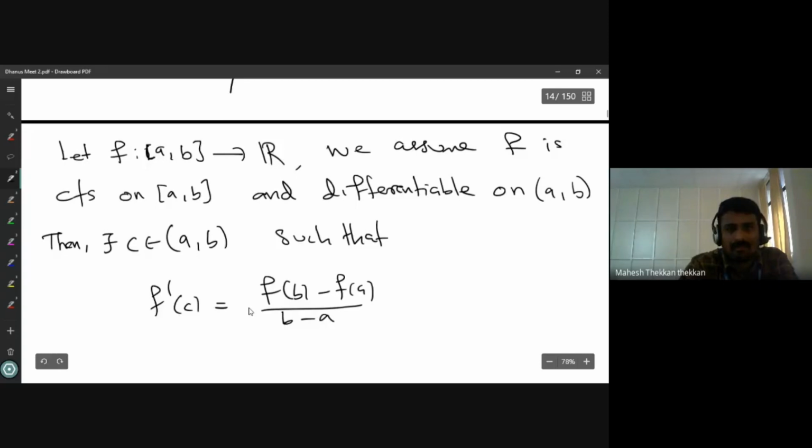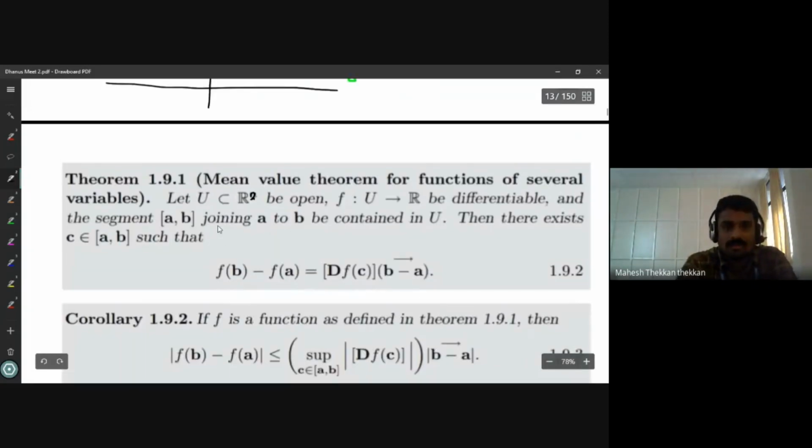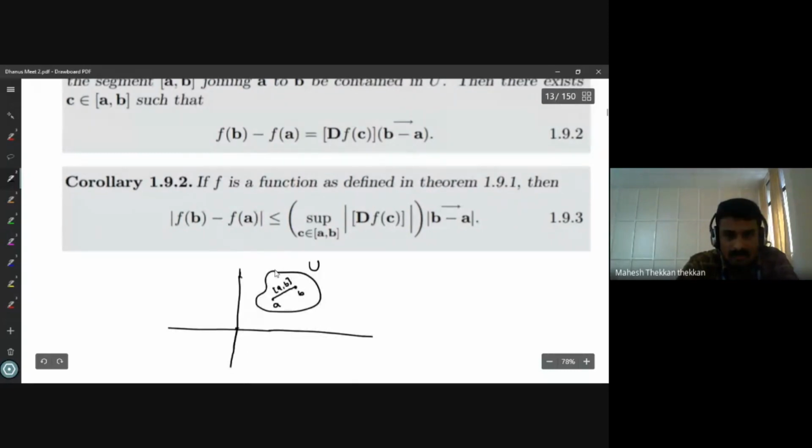So the same thing I can extend to the two variable case. So this is the two variable case. So U, a subset of R2, I am taking as an open subset, and f from U to R is a differentiable map. I will look at U, and I am taking two points A and B in there, and I am assuming that the line segment from A to B is completely contained in U.